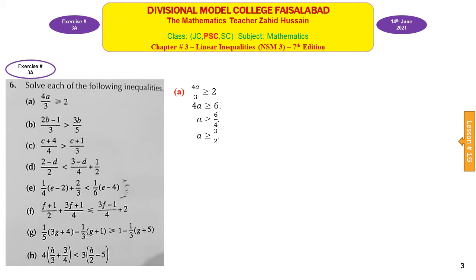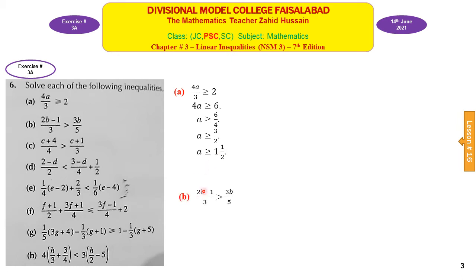Or we can write this as a is greater than or equal to 3 over 2, or 1 and 1 over 2. Whenever the answer is an improper fraction, try to write it in the form of a mixed fraction or mixed number.